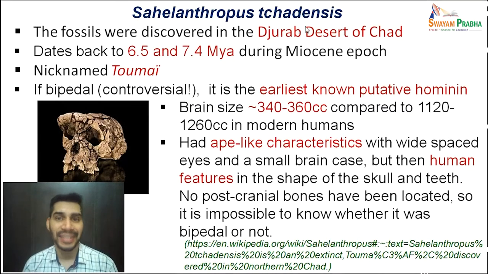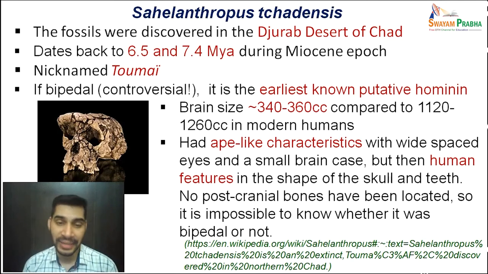Starting with Sahelanthropus tchadensis. The fossils were discovered in the Djurab district, desert of Chad. It dates back to around 6.5 to 7.4 million years ago during the Miocene epoch, and it was nicknamed Toumai. It is very controversial whether they were bipedal or not, but if they were bipedal, then they are the earliest known putative hominin. Why are we calling them putative hominin? Because the fossil evidence is sparse, so we cannot have a confirmed clue that they were of the hominin lineage only.